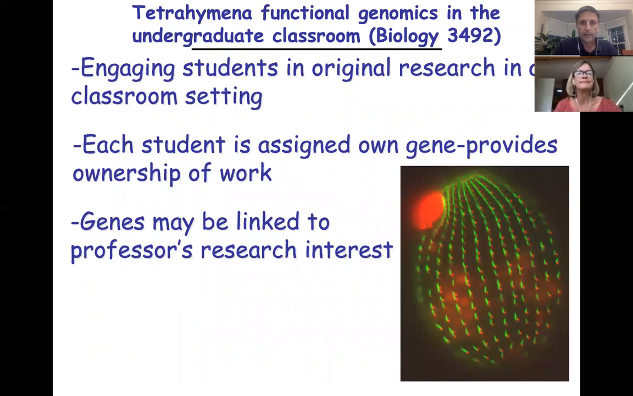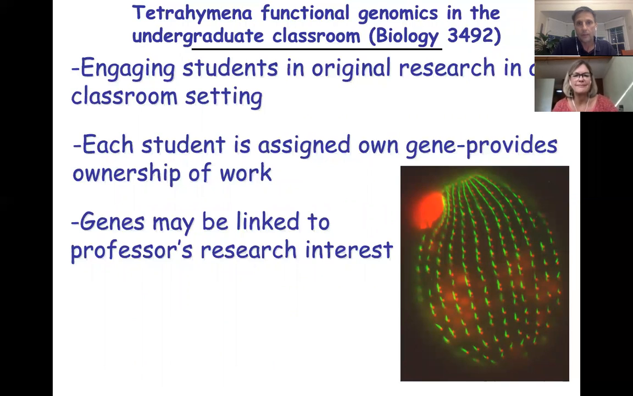So in this class, we're really engaging students in molecular cell biology in the classroom setting, but they're doing original research. They have ownership because they are the ones who are studying the gene that they've selected. But then they're linked to either my own interest or research of my collaborators, and we've even published peer-reviewed publications with the students as authors from the work they have done. But we are not always able to publish peer-reviewed papers based on what any one student does.